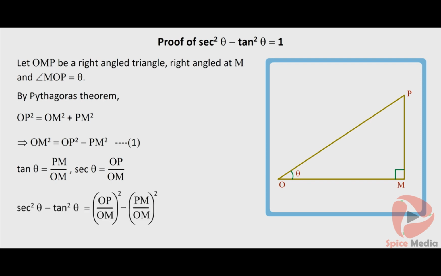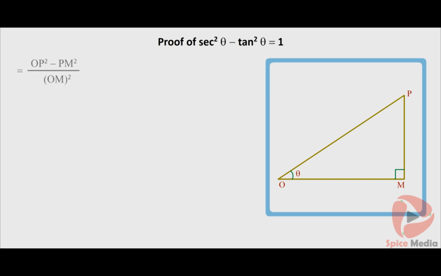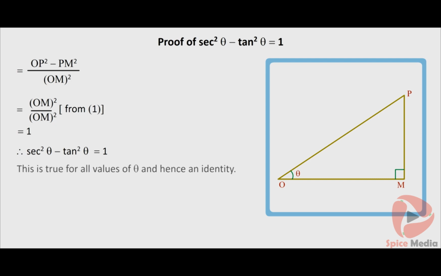Now use the ratios of secant theta and tan theta and substitute these values in secant squared theta minus tan squared theta. On simplifying, we get OM squared by OM squared, which is equal to 1. Therefore, secant squared theta minus tan squared theta is equal to 1. This is true for all values of theta and hence an identity.